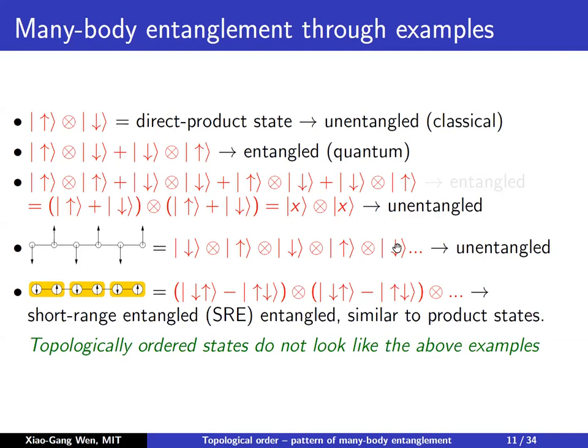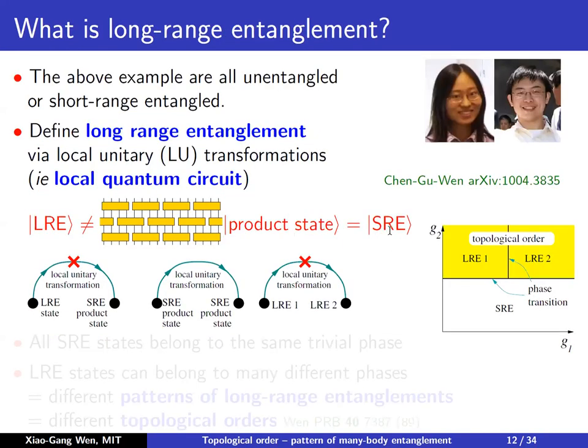Okay, so therefore a short-range entangled state is a state which can be produced from a product state using local unitary transformation. This local unitary transformation is also an equivalence relation, meaning these two states are similar, meaning they are in the same phase. So local unitary transformation also defines the phase of gapped matter. If two gapped states are related by local unitary transformation, they can deform into each other without closing the energy gap, without a phase transition, and these two gapped states belong to the same phase. Okay, so short-range entangled states belong to the same phase as product states, so they are a trivial phase. Then long-range entangled states are just the states which are not of this kind, something different. They are called long-range entangled states.